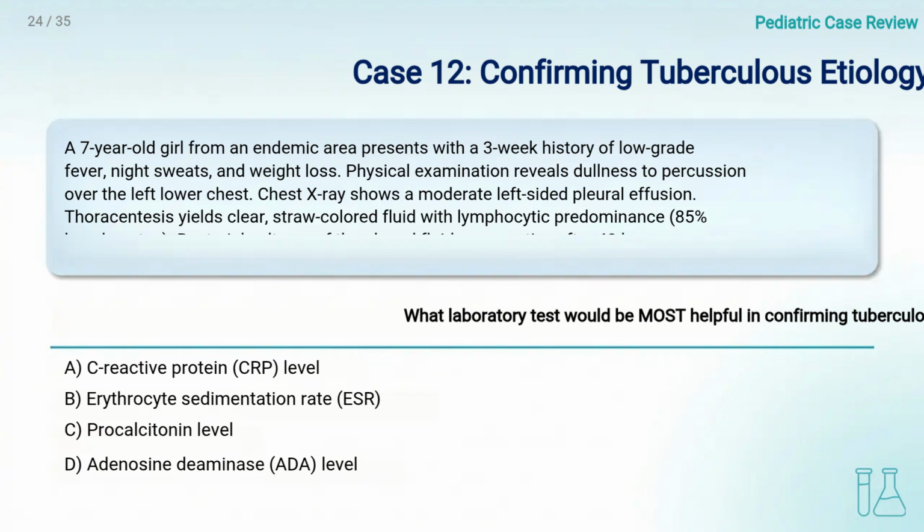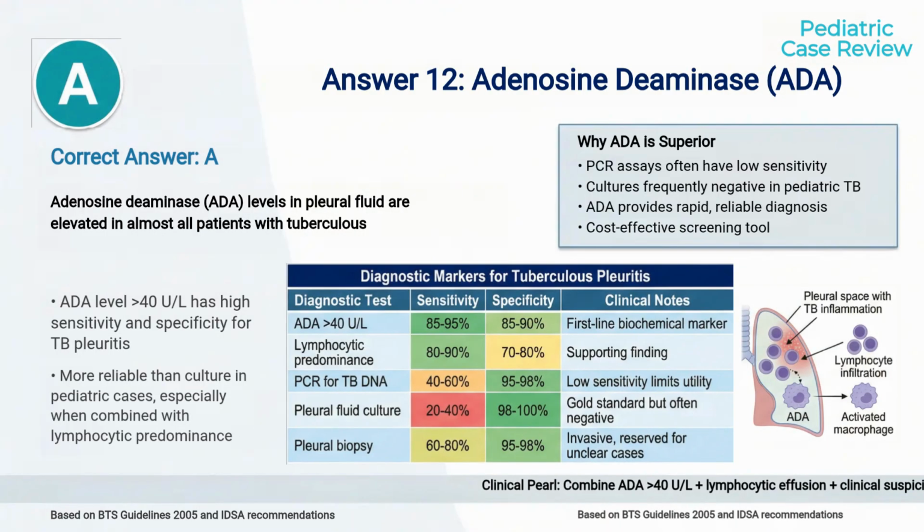What laboratory test would be most helpful in confirming tuberculous pleuritis? Option A, C-reactive protein level. Option B, erythrocyte sedimentation rate. Option C, procalcitonin level. Option D, adenosine deaminase level. The correct answer is option D, adenosine deaminase level.